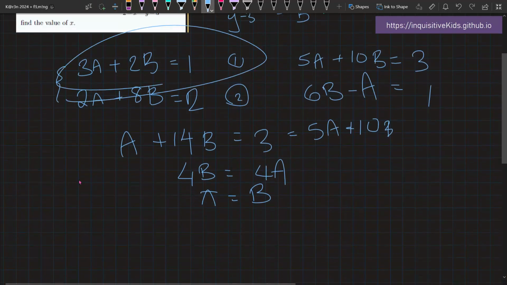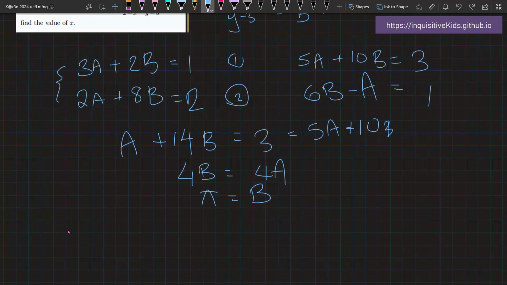Let's take the first equation, for example. Let's decide to use a. So this will become 3a plus 2a is equal to 1. So a is equal to 1/5.